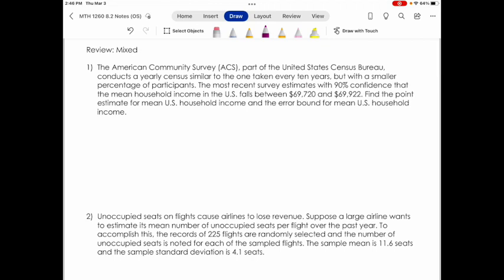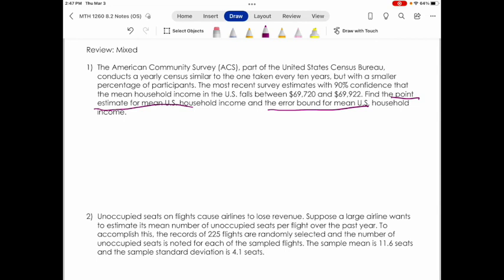So in the first example, it says the American Community Survey, ACS, part of the United States Census Bureau, conducts a yearly census similar to the one taken every 10 years, but with a smaller percentage of participants. The most recent survey estimates with 90% confidence that the mean household income in the United States falls between $69,720 and $69,922. We need to find the point estimate for the mean, and we also need to find the error bound for the mean.